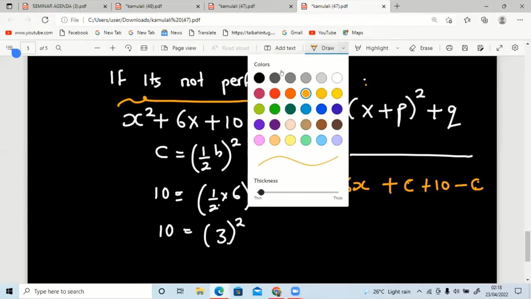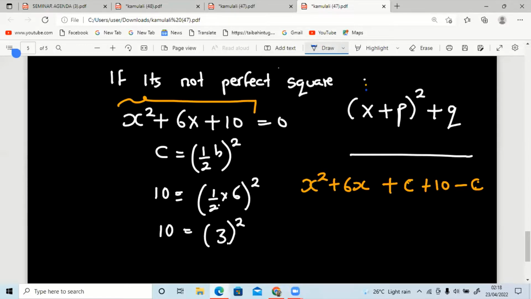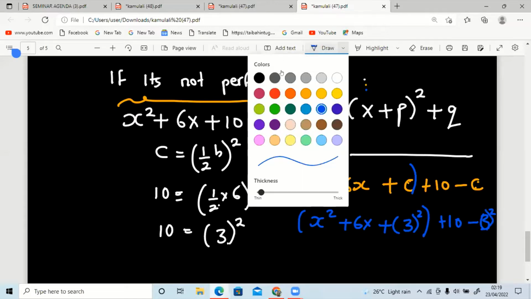After doing so, what are you going to do? I'm going to have this one, all of it put in a bracket. I substitute my c. So I'll have x squared plus 6x plus, what is my c? My c is 3 squared. Then plus 10 minus my c, which is still 3 squared. Now I look at what I have inside the bracket alone.